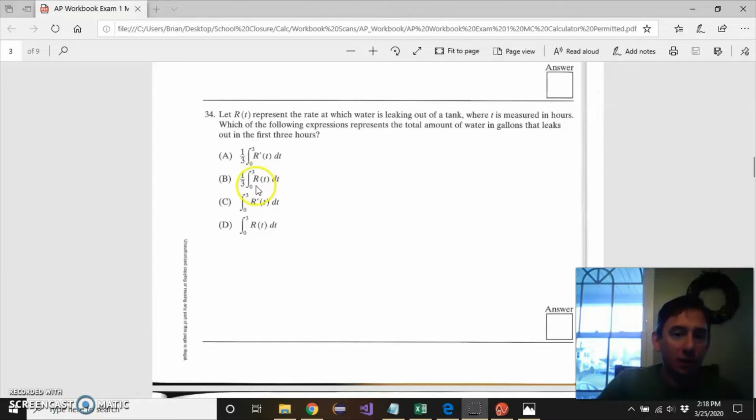And clearly the bounds are 0 to 3. That's our only option, but that makes sense. I'm going to integrate over 3 hours to find the net change in the water in the tank, I guess, how much water was leaked. Now, I don't want to divide by 3. I don't want 1/3 of that. I just want to do D. I want to integrate from 0 to 3 the gallons per hour function. So I think that's easy enough. Your answer is D.